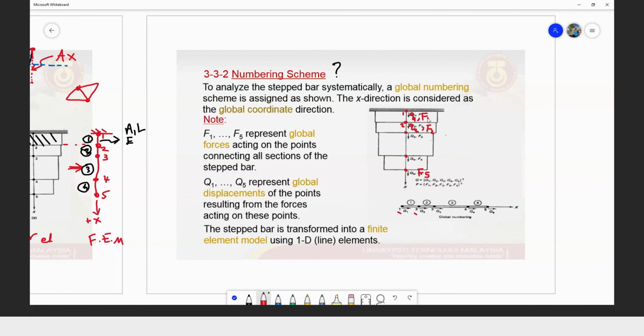If we write the force something like this, but it's not necessarily the force will be applied at each point dekat sini. Maybe the force will be applied dekat sini je. So when only one force applied at one node, so only F5 yang ada value, and let's say 1 kilonewton. You can label F1, F2, tapi their value is just 0 lah in this case.